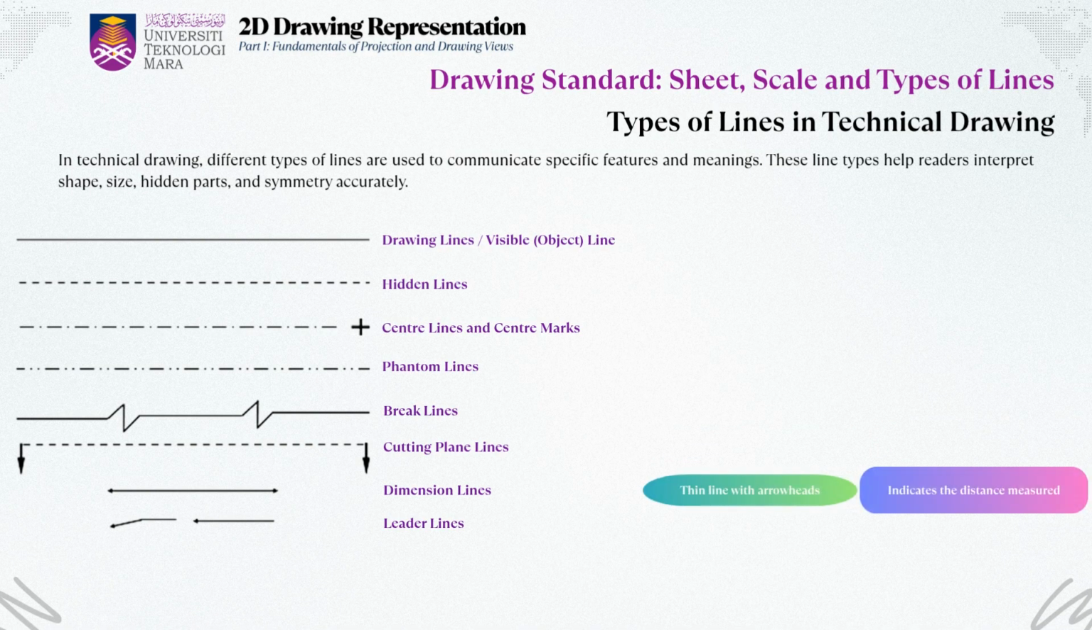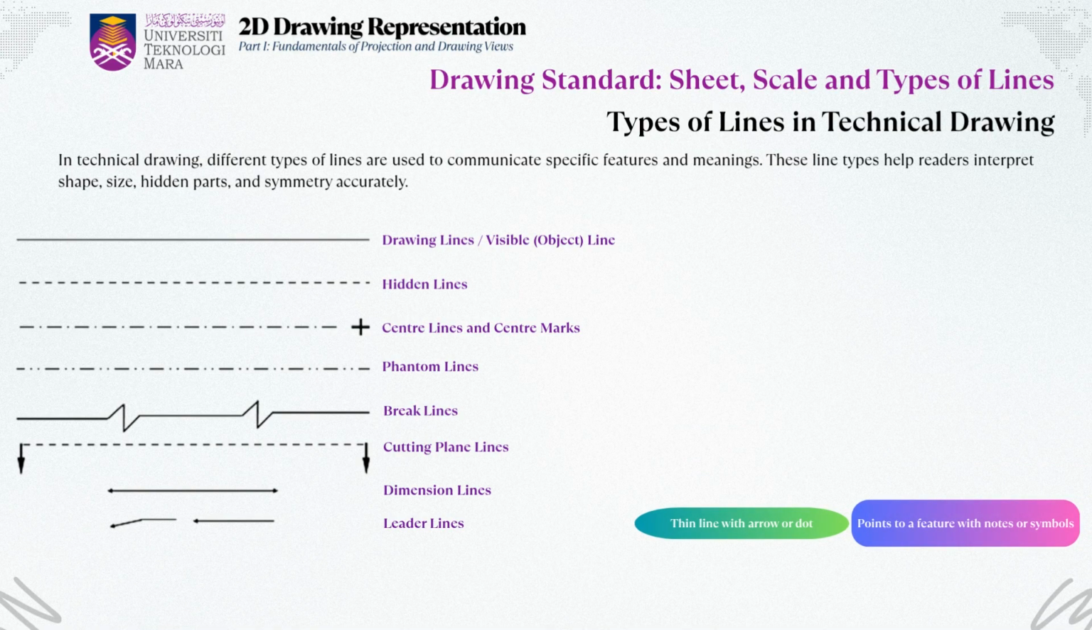Then we have dimension lines, which are thin lines with arrowheads. These lines show exactly how long, wide, or tall a part is. They connect between extension lines, and the dimension number is placed above a line to indicate the actual measurement. Lastly, leader lines are thin lines with arrows or dots. These point to a specific feature and usually come with a note, label, or symbol. For example, a leader might point to a hole and include a note that says diameter 10 mm, drill through.